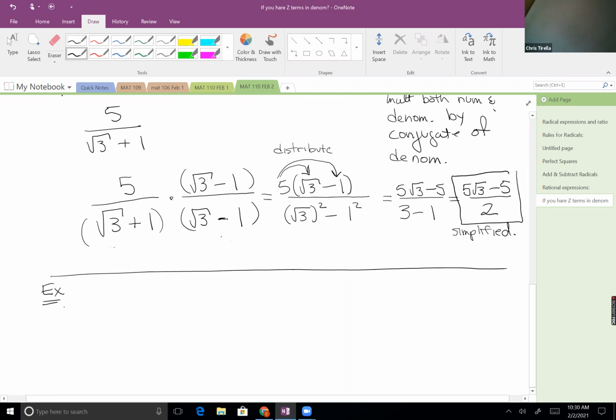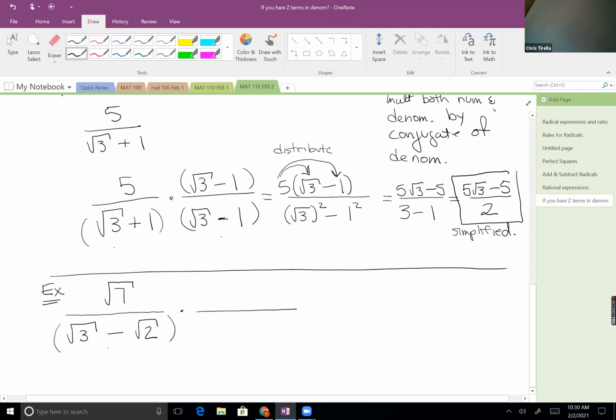Let's try another one. This time, let's check this thing full of radicals. Let's take the square root of 7 over the square root of 3 minus the square root of 2. Wow, that's a fun one. We have 2 radicals in there, in the denominator. They're not like, I can't combine them.